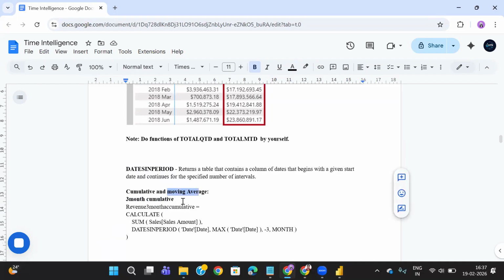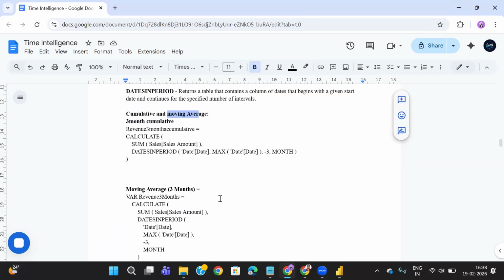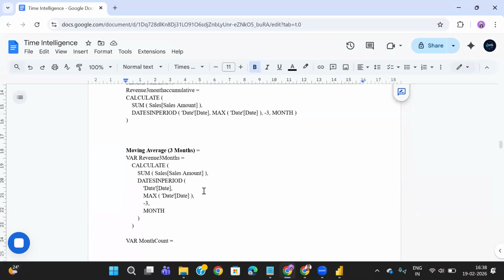But sometimes they will ask, I'm not taking 3 months data, I'm taking 4 months data, 5 months, 6 months, or 1 month or 2 months data. Then what are you going to do? For that purpose, we have to make it dynamic. So for that, what I have done is I have created two variables.